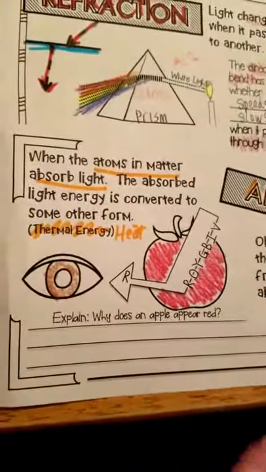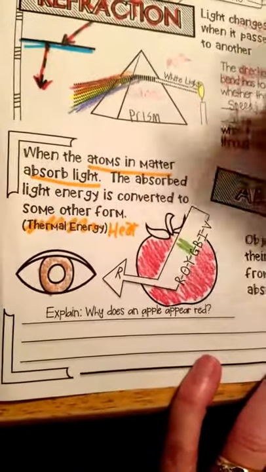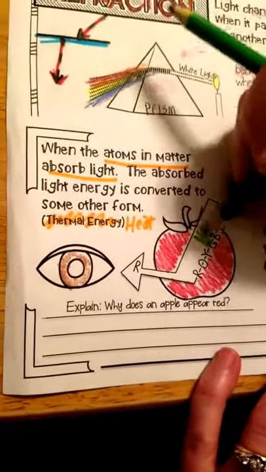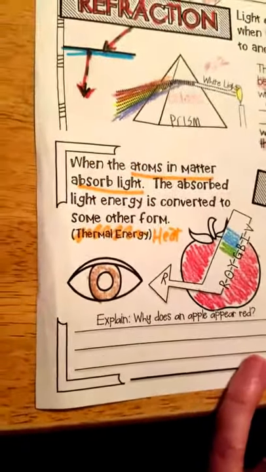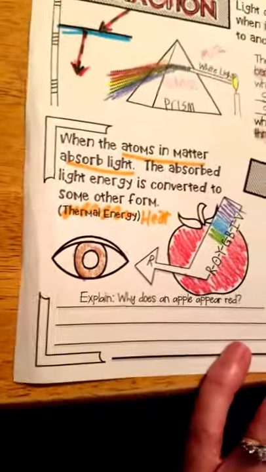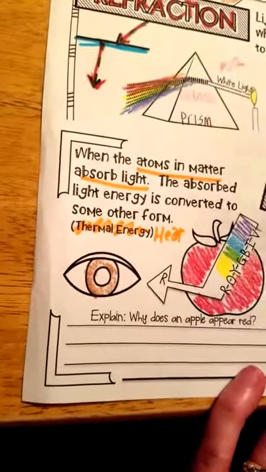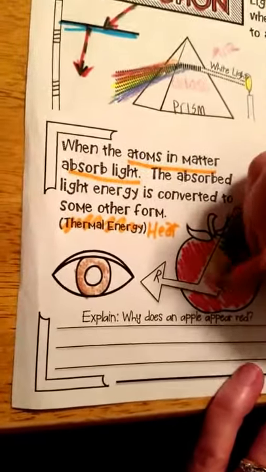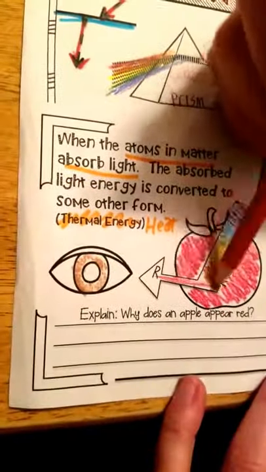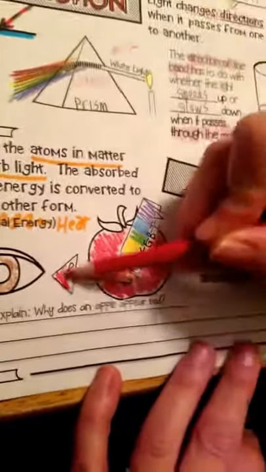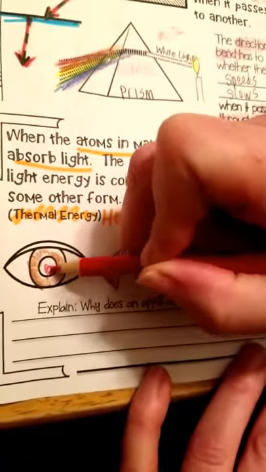Well, you know what, my friends? All these other colors are being absorbed by the apple. It's absorbing the blues, it's absorbing the greens and the purples. It is absorbing the yellows and the oranges. But the red apple does not absorb that last color. It does not absorb red. And that red is bounced off to your eye, and therefore you see the red apple.